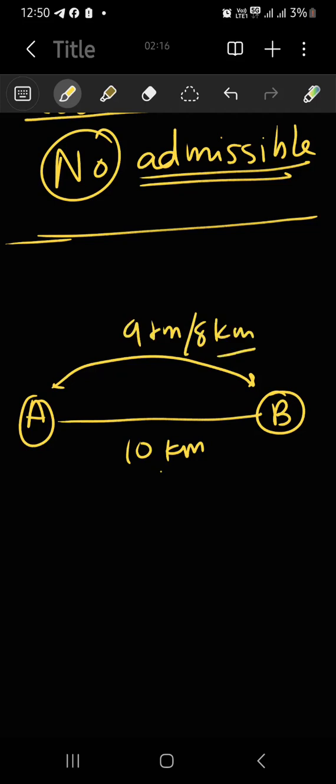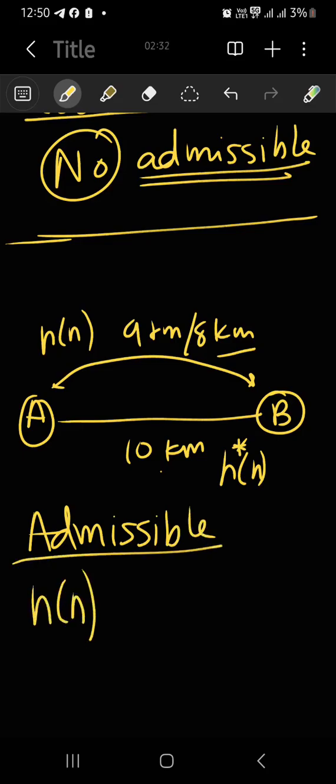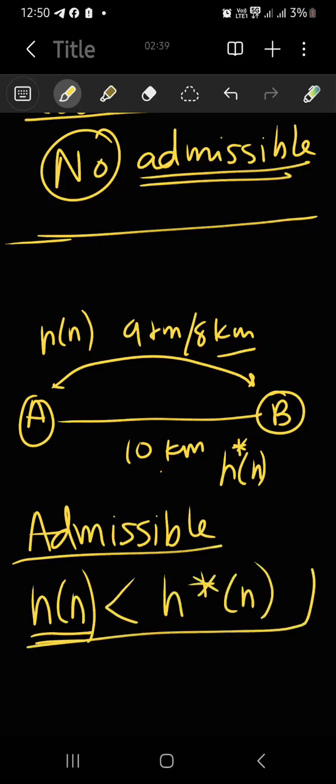So obviously the actual cost is denoted by h star of n, and the estimated cost is denoted by h of n. So in order to be admissible, what is the condition? Can you tell me? The condition is nothing but h of n, the estimated cost, should always be less than the actual cost, which is h star n. So this is the condition for admissibility.